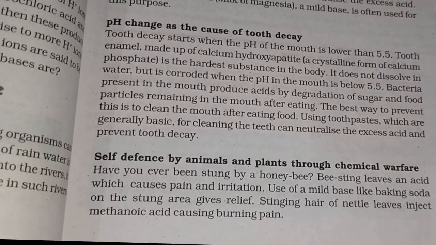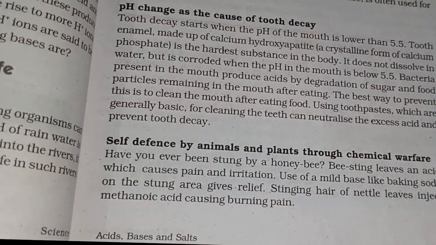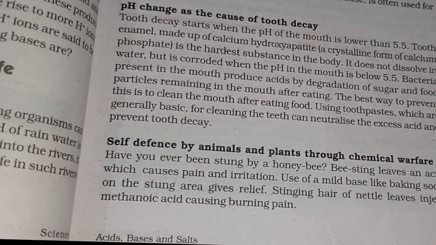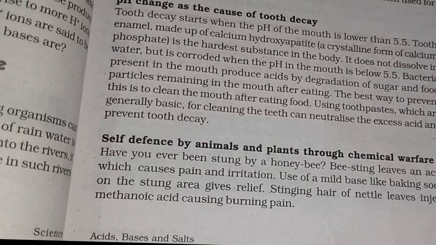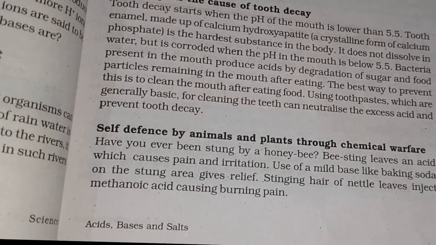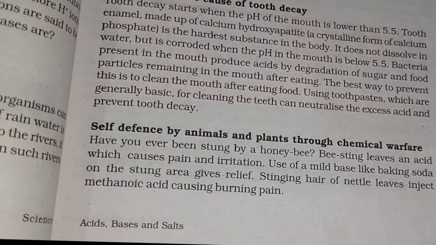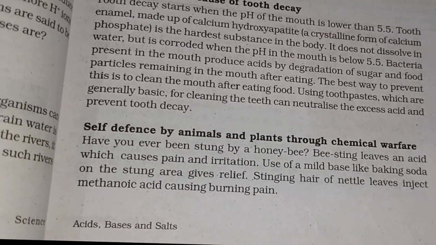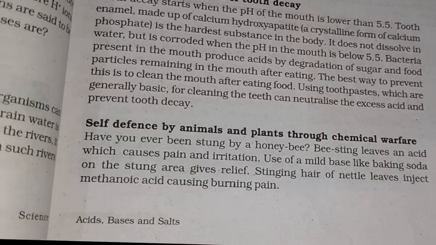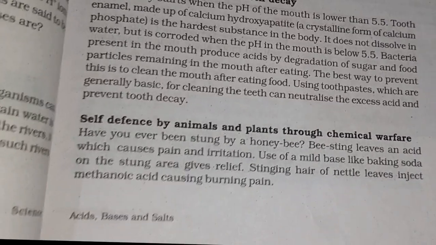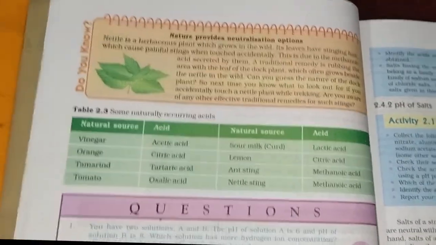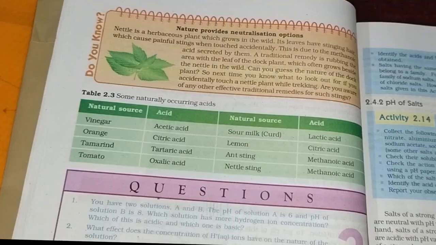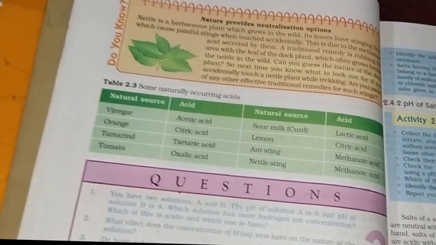Then self-defense by animals and plants through chemical warfare. Have you ever been stung by a honeybee? When a honeybee stings us, it causes pain and irritation, because it leaves an acid in us, that is methanoic acid. If we use baking soda, we'll get a little relief from the pain, because it is a base and it will neutralize the acid. So like this, we can see different uses of pH in our day-to-day life.